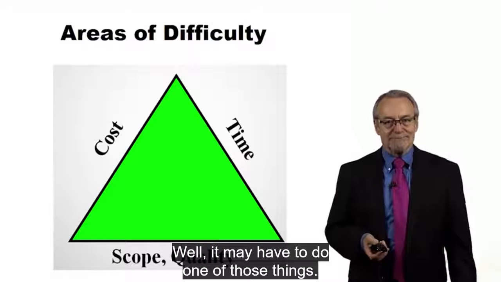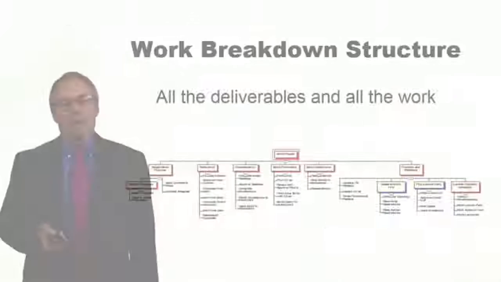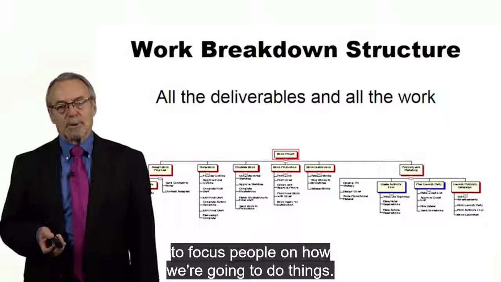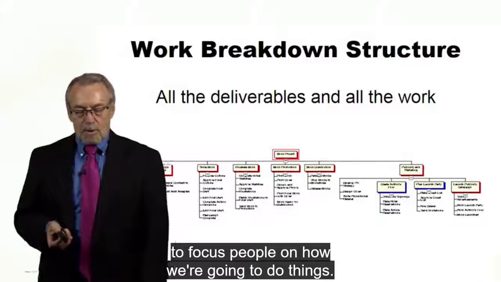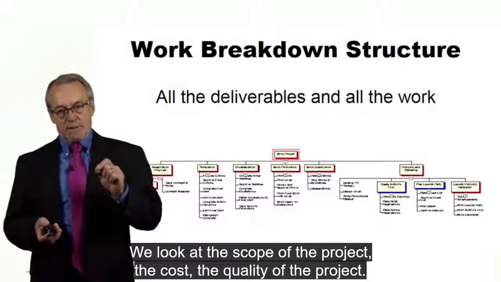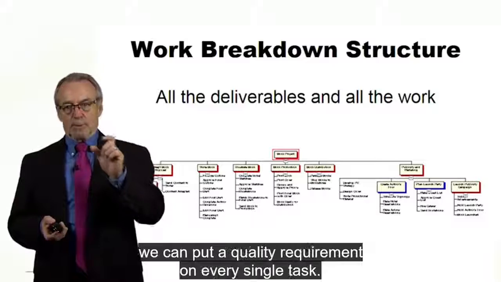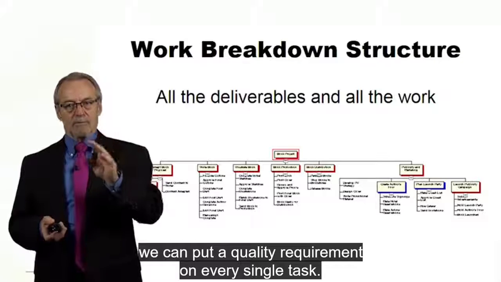Well, it may have to do one of those things. The work breakdown structure is a tool we can use to focus people on how we're going to do things. When we look at the scope of the project and the quality of the project, when we lay out the scope, we can put a quality requirement on every single task.